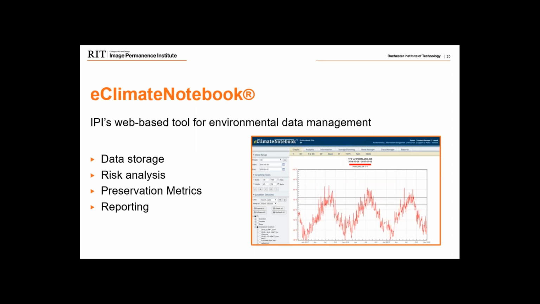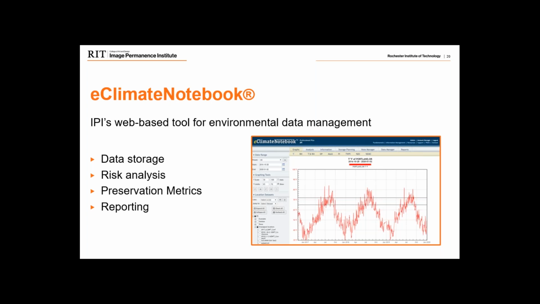So one of the tools we recommend for assessing data is eClimate Notebook software. We want to talk about tools in this webinar a bit. Those of you who are aware, IPI has a web-based tool for environmental data management. It is eClimate Notebook.